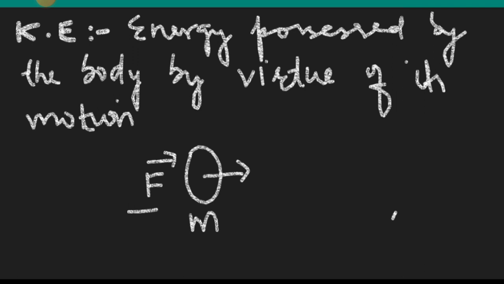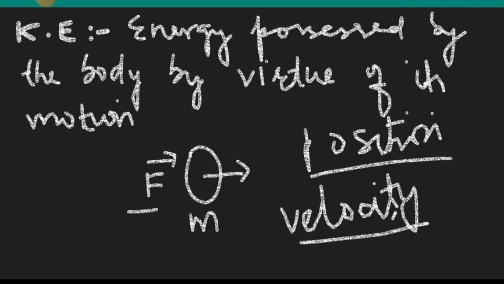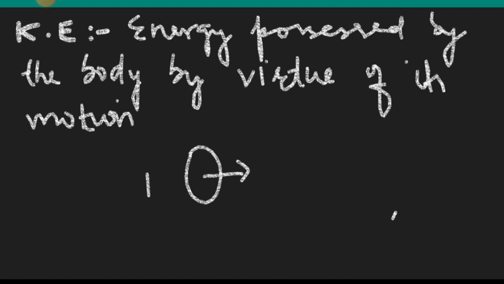What kind of change will the body go through? There are many kinds of changes, but the basic one is that it will change its position. Number one is position, and number two is the velocity. So these are the two changes that the body A is going through. Now let's see what the kinetic energy is equal to.